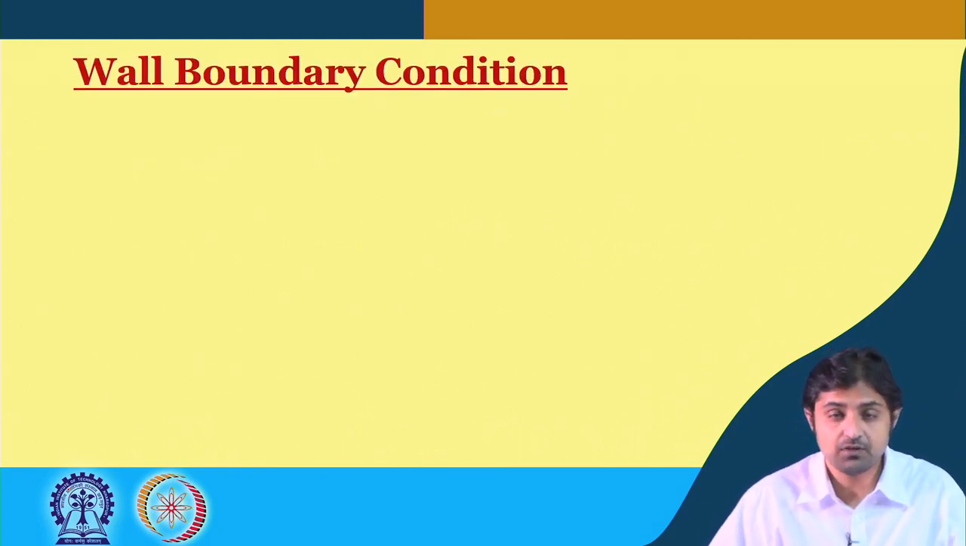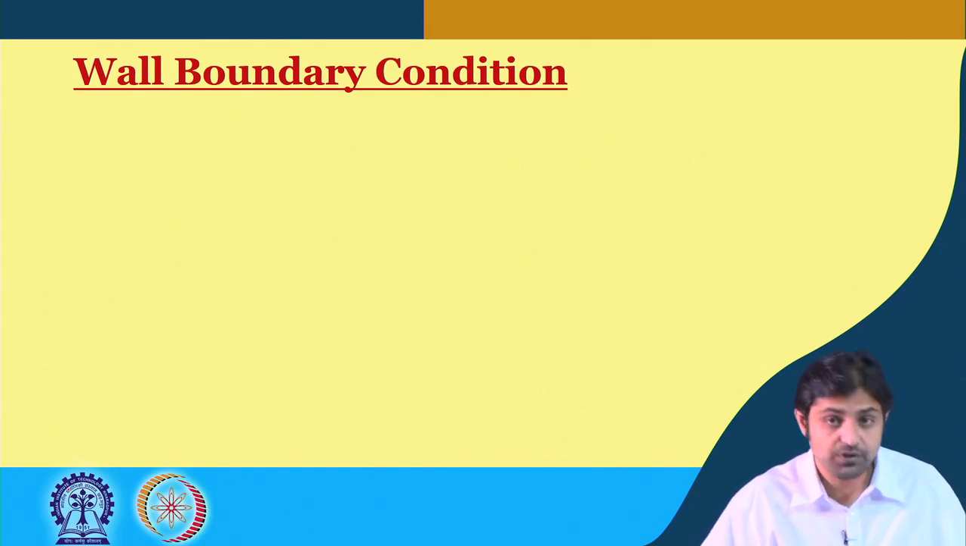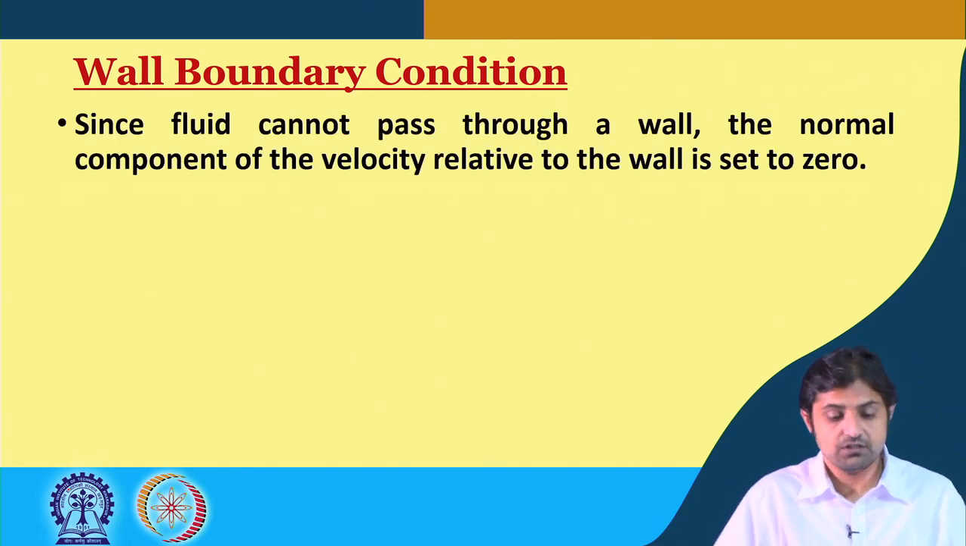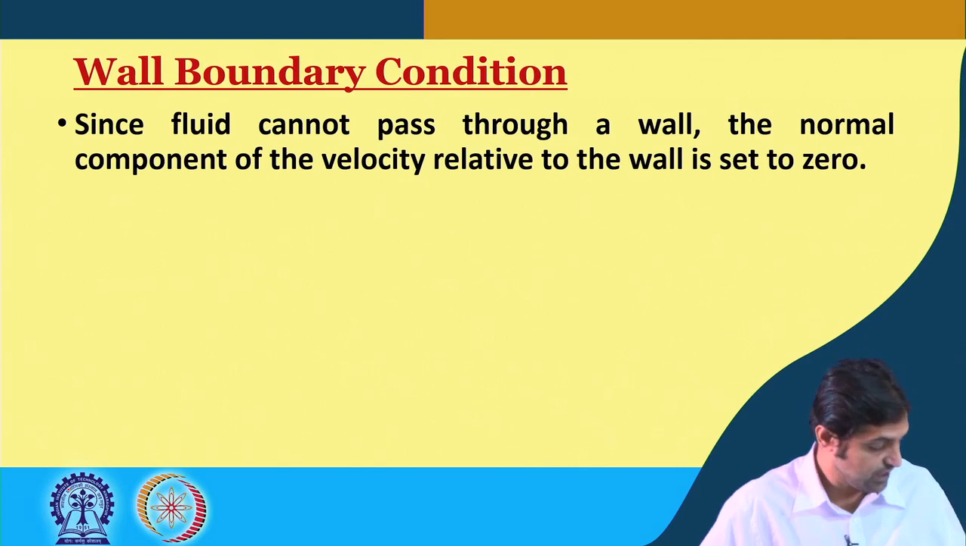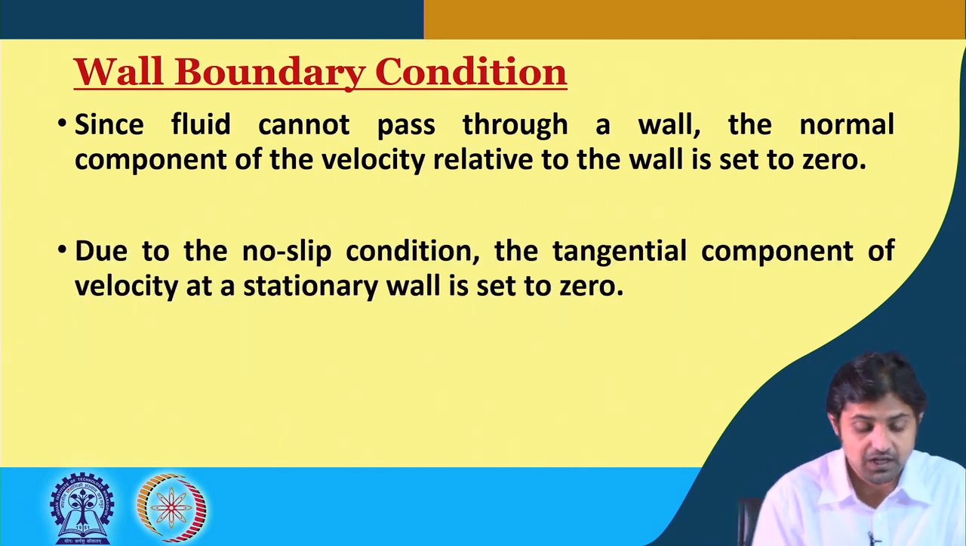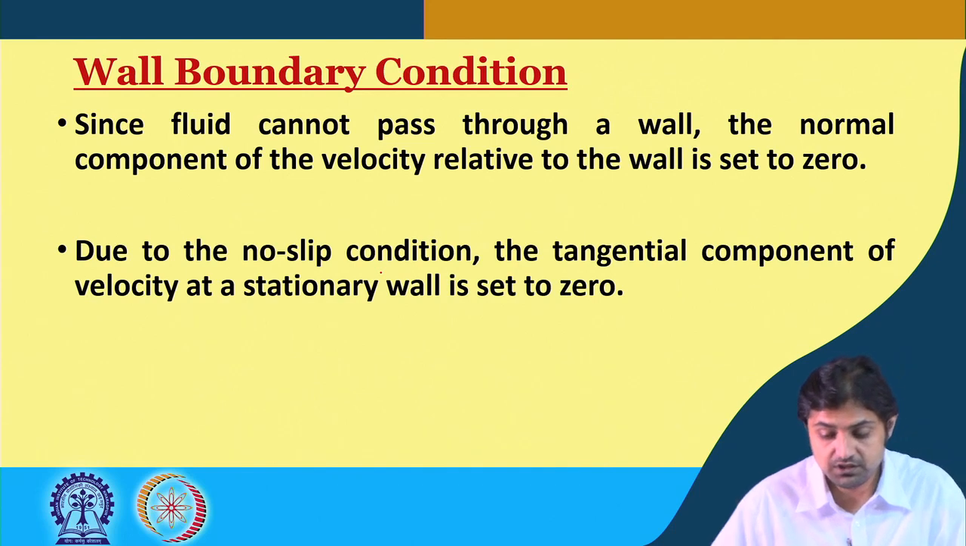So because of this difference in boundary conditions, we have different solutions of the problem. Now, I mentioned being closed and being open. There is a wall at the boundary. These wall and other concepts you have read in your previous lectures of hydraulic engineering. So we are going to talk about the wall boundary condition. Since fluid cannot pass through a wall, the normal component of the velocity relative to the wall is set to 0. And what is this called? This is called the no slip condition. And therefore, due to the no slip condition, the tangential component of the velocity at a stationary wall is set to 0. All right.